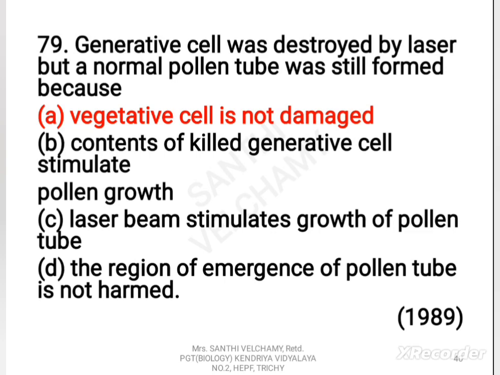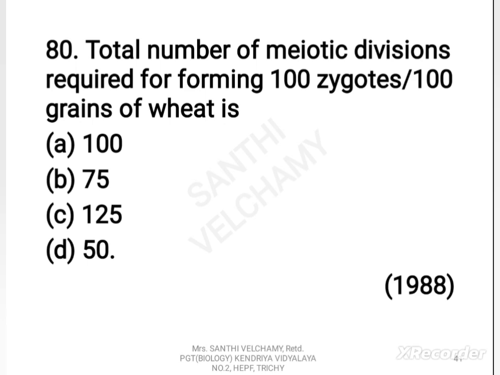Now next question. Total number of meiotic divisions required for forming 100 zygotes, that is 100 grains of wheat, is A. 100, B. 75, C. 125, D. 50. The correct answer is C. 125. If you don't know why it is correct, you can refer the description box, children. For all questions, explanation has been given.